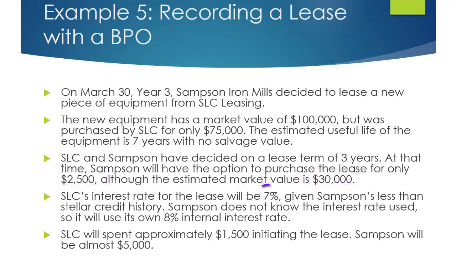SLC's interest rate for the lease will be 7% because Sampson doesn't have the best credit history. Sampson doesn't know that SLC is using 7%, so they'll use their own 8% internal interest rate. SLC spent approximately $1,500 initiating the lease. Sampson, since it has worse credit and doesn't do this on a regular basis, will have to spend about $5,000 on closing costs and other costs associated with the lease.